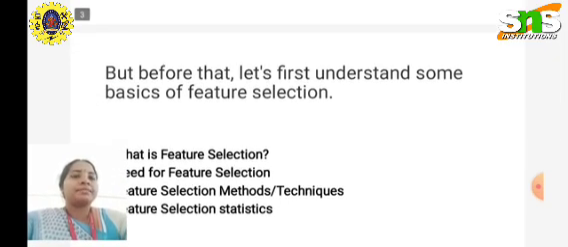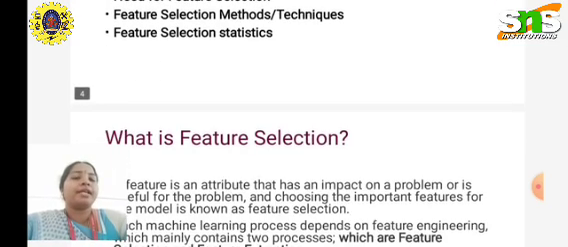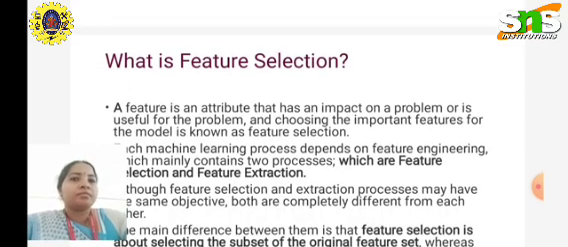But before that, let's first understand some basics of feature selection. What is feature selection? What is the need for it? And how are the feature selection methods or techniques to be utilized, and how is it to be used as a statistical methodology, right? So what is a feature? It is an attribute that has an impact on a problem or is useful for the problem. Choosing the important features for the model is known as feature or subset selection.